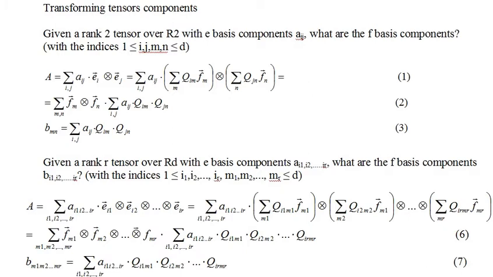Line 2, change the order of summation to sum on the F component indices first, and then factor out the F2 basis tensors. Line 3, read the coefficients for the rank 2 F basis tensors from line 2.